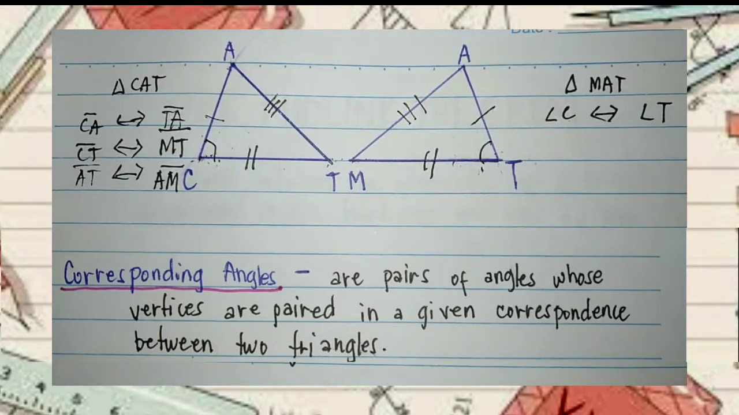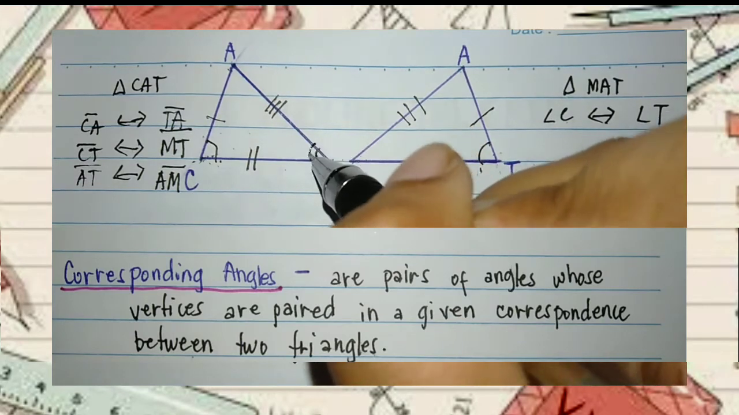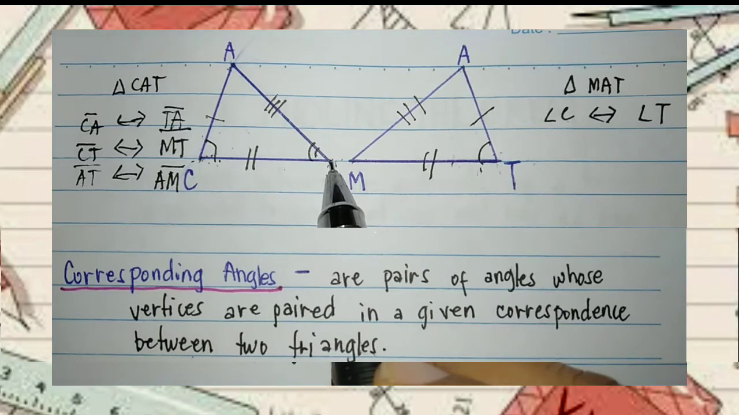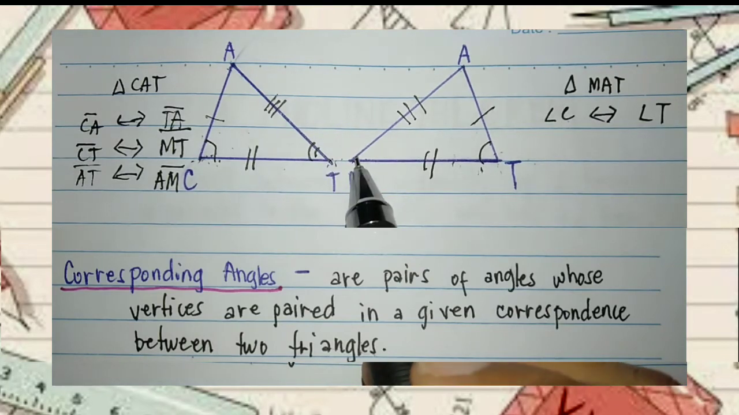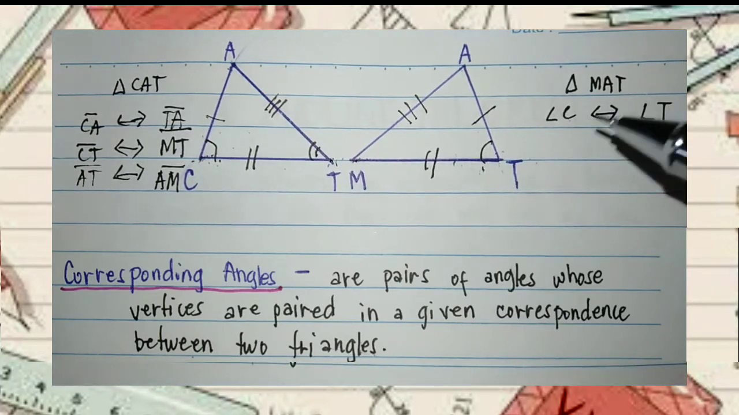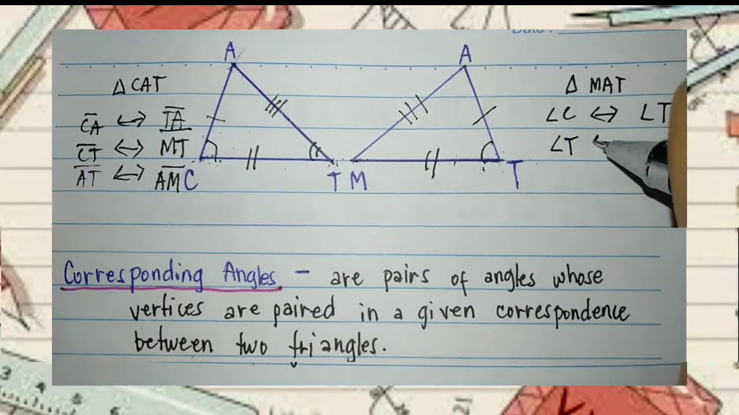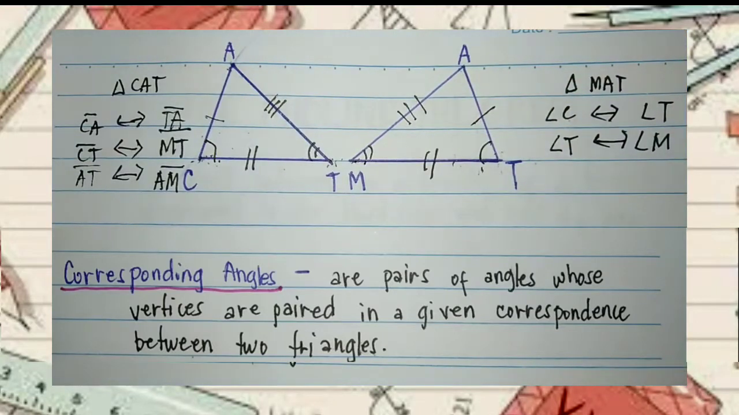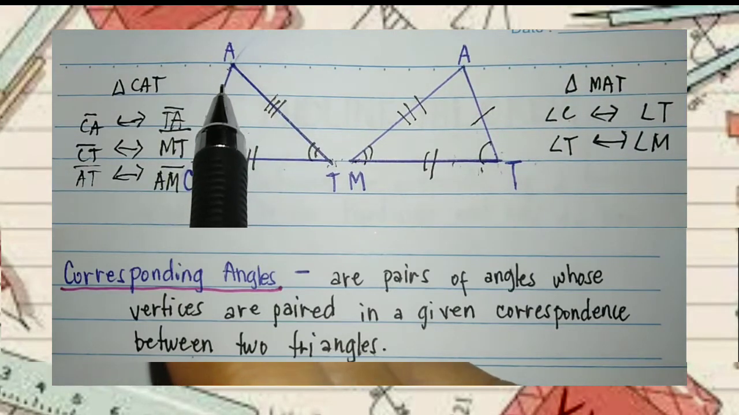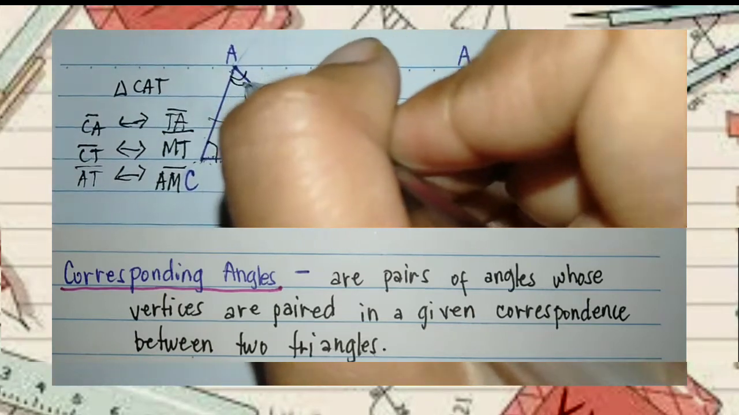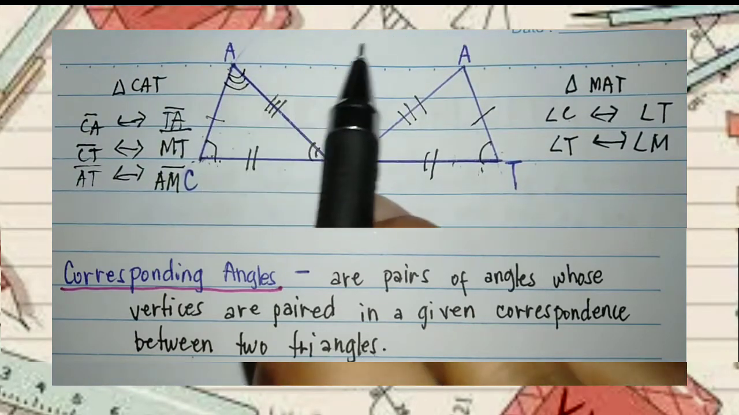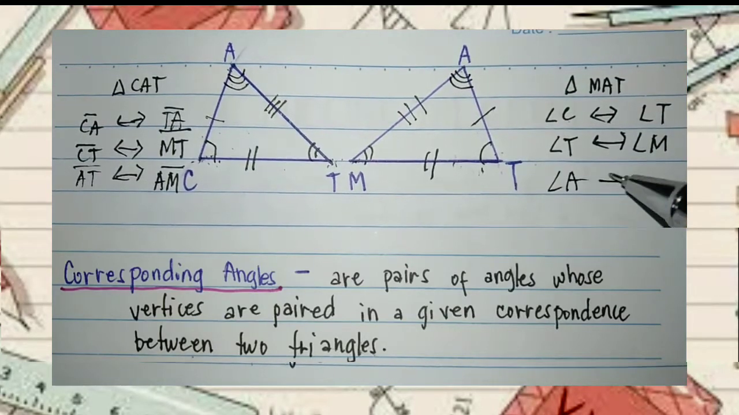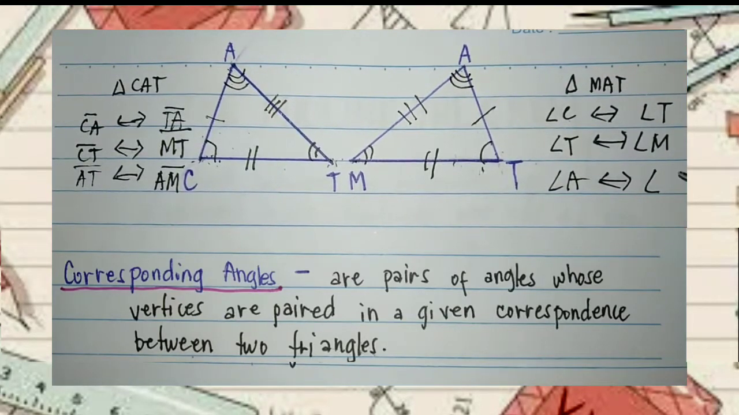Okay? Same goes with the other angles. We have angle T. Alright? Sino ba yung kapares ng vertex na to sa kabilang triangle? Of course, si etong vertex na to. Therefore, angle T corresponds to angle M. Yan. So, ganun lang kasimple. Same goes with the angle A. So, we have the angle A. Of course, alam na natin that angle A corresponds to angle A. Ganyan lang nyo isusulat yung corresponds.